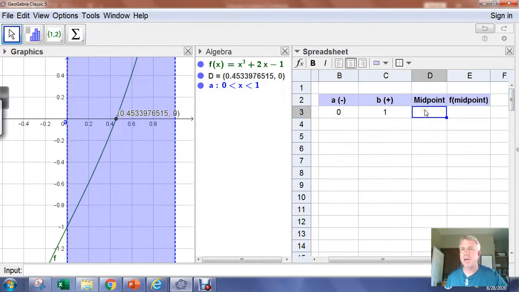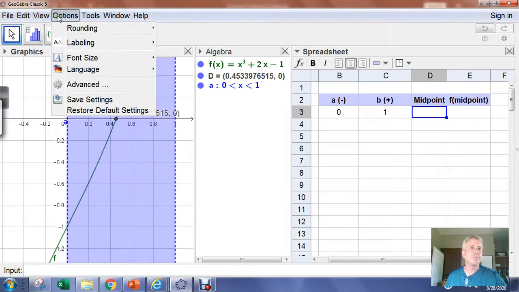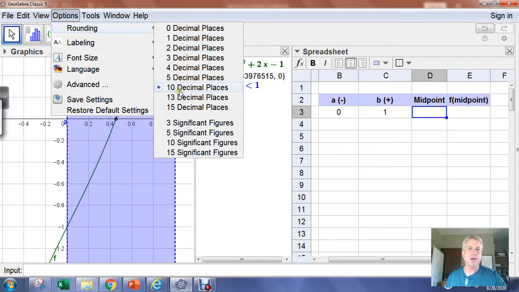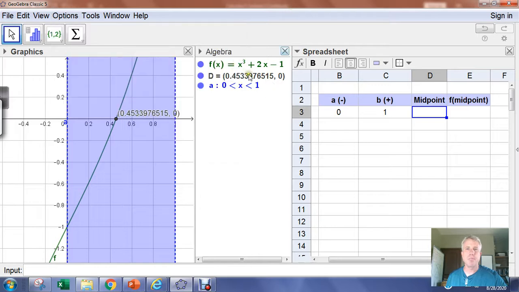And I'm going to do this in a spreadsheet so that it expedites the arithmetic. Oh, the other thing to notice, because it's said to carry intermediate computations to 6 decimal places, I have gone in under options and turned my rounding on to 10, which is the first option I have that carries my rounding in my pictures out to at least 6 decimal places.